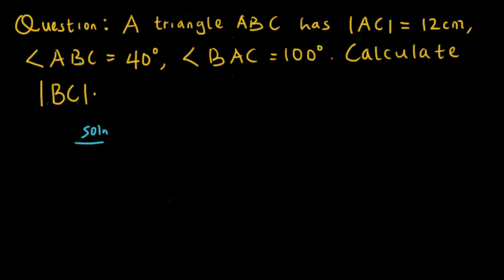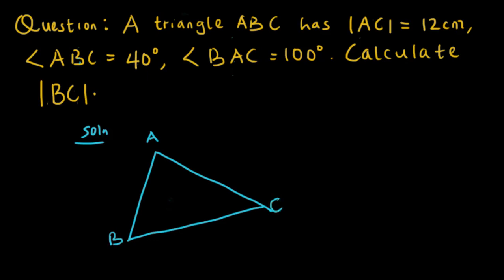The first thing you want to do is to represent this in a diagram. So we have triangle ABC. We are told that line AC is 12 centimeters. Angle ABC is 40 degrees. Whenever an angle is represented this way, the angle being referred to is the one in the middle, so angle B is 40 degrees. Angle BAC means angle A is 100 degrees. We are told to calculate side BC, so we have to calculate this part.